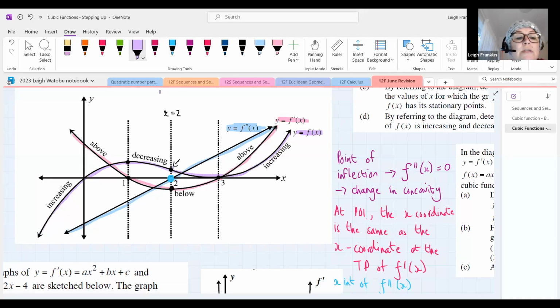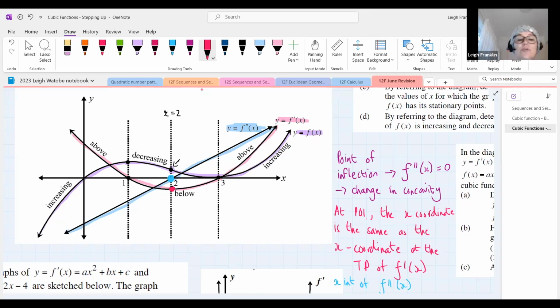the x-coordinate at the point of inflection is the same as the x-coordinate at the turning point on the first derivative, is the same as the x-coordinate of your second derivative. Okay, so they are all in the same vertical line, right?